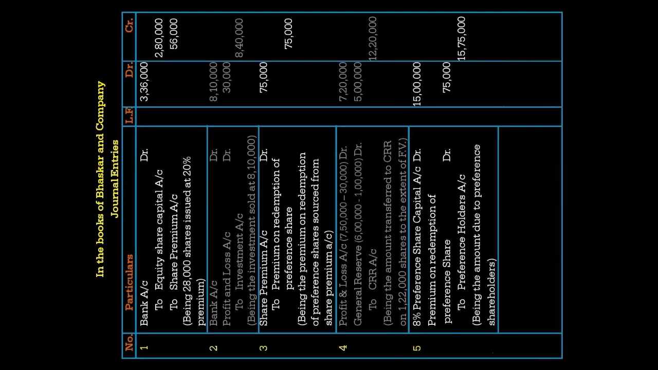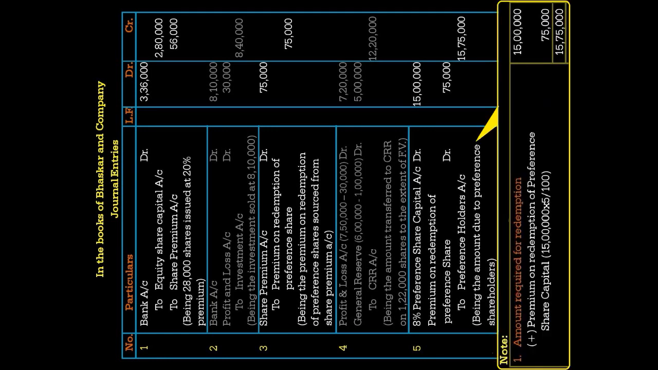Next, now the last 2 final entries, that is the amount due and amount paid. So 8% preference share capital account, that is the nominal value of the capital, preference capital 15 lakh. Premium on redemption of preference shares, that is the premium which we are going to pay at the time of redemption, 75,000, to preference shareholders account 15 lakh 75,000, being the amount due to preference shareholders.